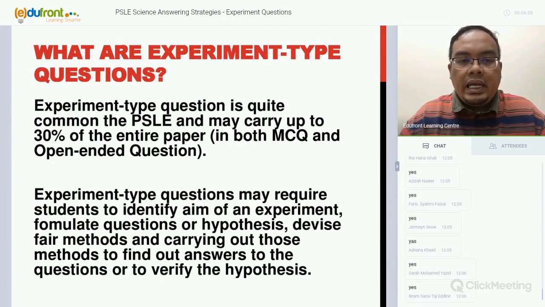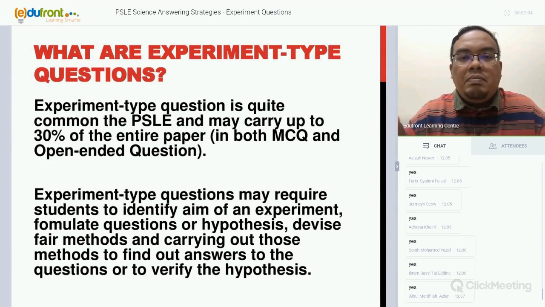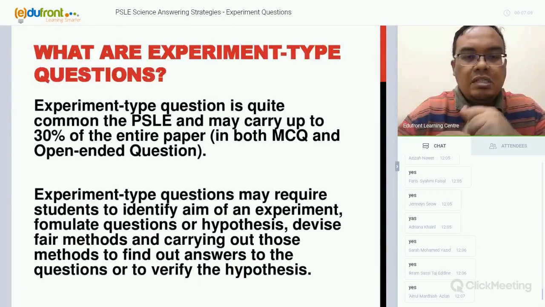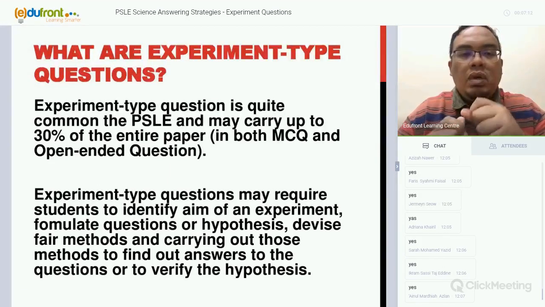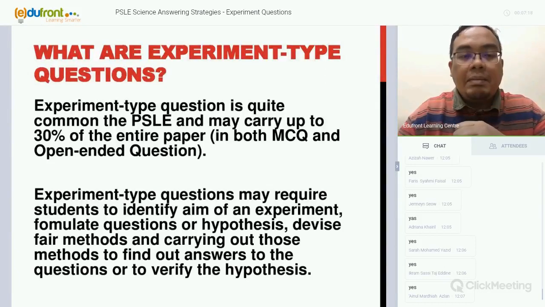Now, I would say that experiment type question in PSLE Science is the biggest component, or the most important kind of question, because it carries up to 30% of the entire paper, and it appears in both the multiple choice questions as well as the open-ended questions, and it can appear in any of the topics, even life sciences as well as physical sciences. Okay, so that's why experiment type question is very important, and you need to know the answering techniques. Okay, how to approach, what are the things to look out for when you see experiment type questions.